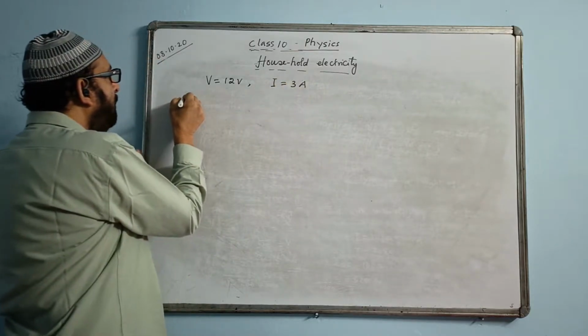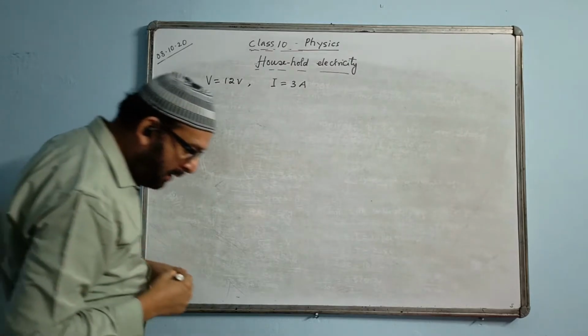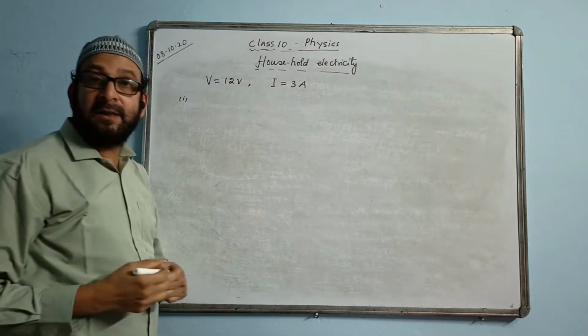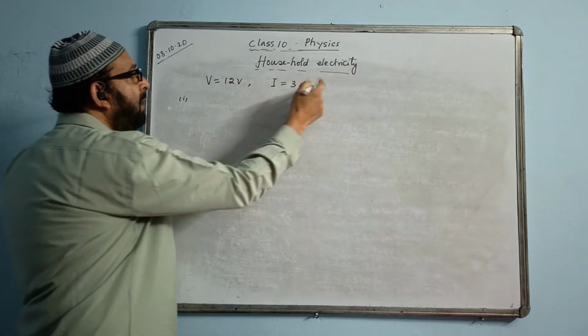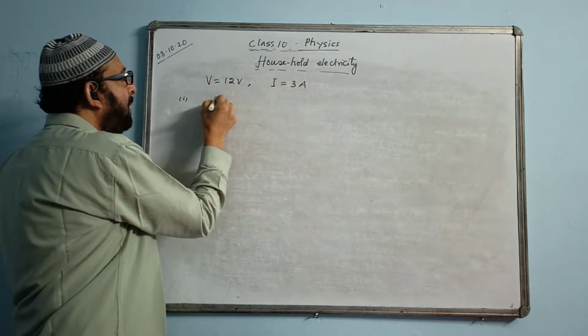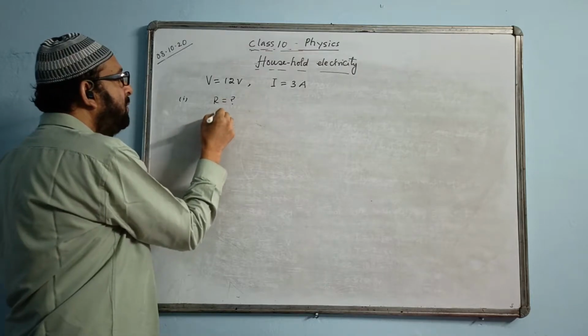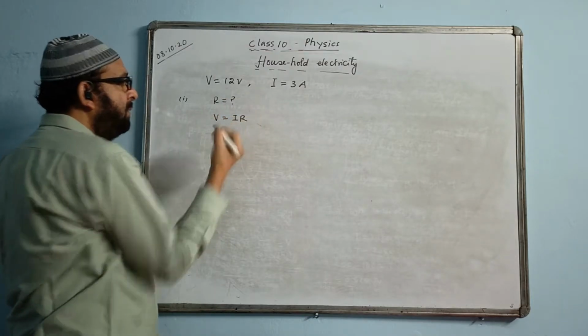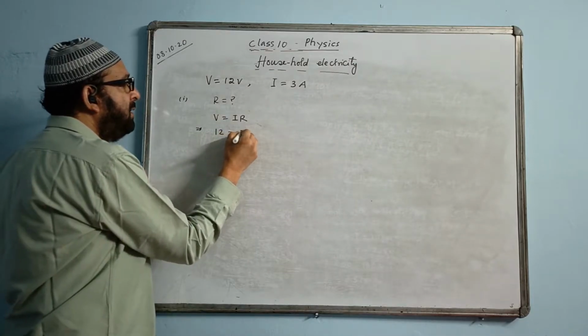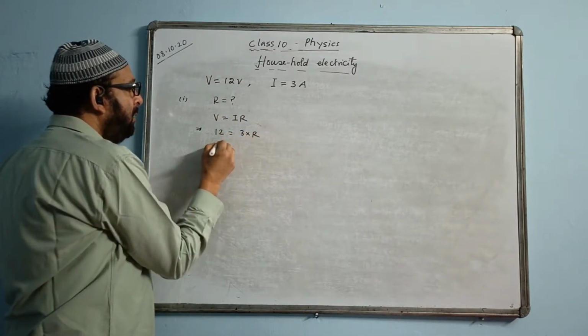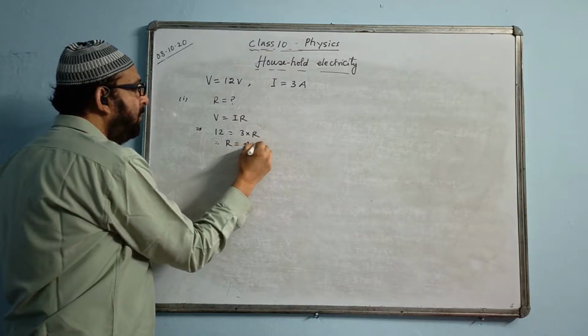Now the first part of the question is asking you to find the resistance of the filament. V and I are given, you have to find R. In the first part, R is unknown. Then we will be using the formula V equal to IR, simple formula, and find the answer. V is 12, I is 3 into R. Therefore, the value of R is coming 4 ohm.